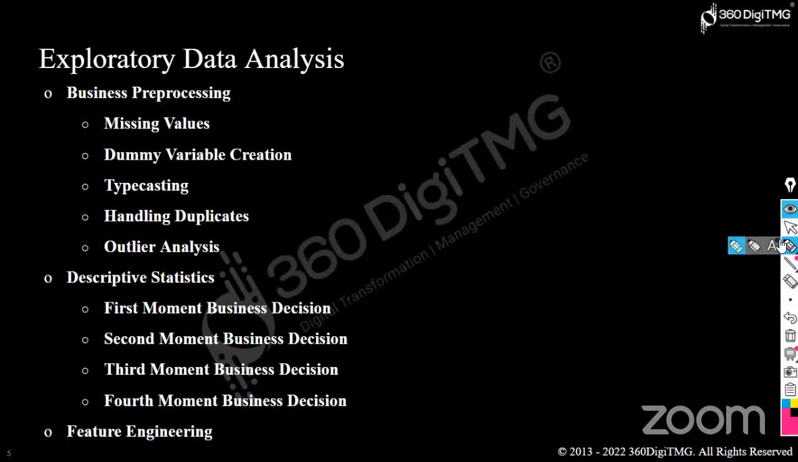So when it comes to the next, descriptive statistics, that is the first moment business decision, second moment business decision, third moment, fourth moment, and feature engineering. So we'll try to understand these things on the third day.